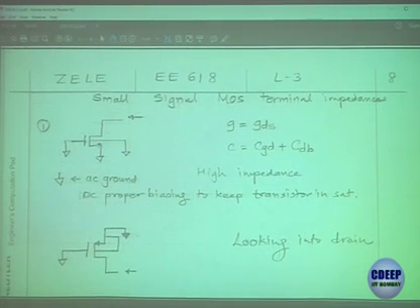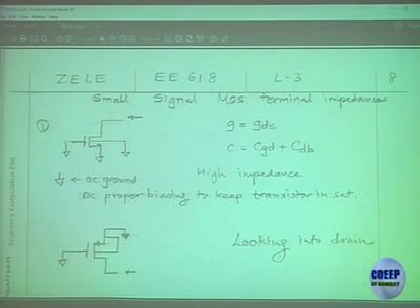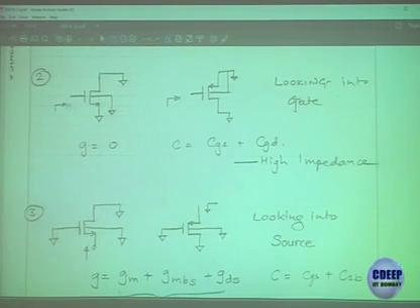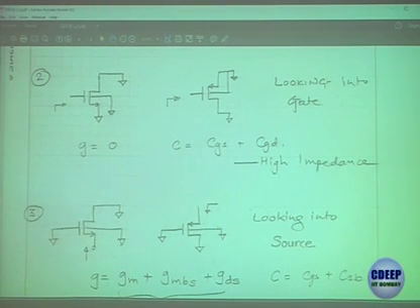Next thing we did was small signal terminal impedances. This is like a cheat sheet, right? You go through all possible cases and keep this in your head all the time, so that you can quickly make judgment calls about various modes of operation of the transistor. In this particular case, the impedance looking here will be GDS, and then the cap will be CGD plus CDB. Looking into the gate, you will see CGS plus CGD, and G is almost 0.